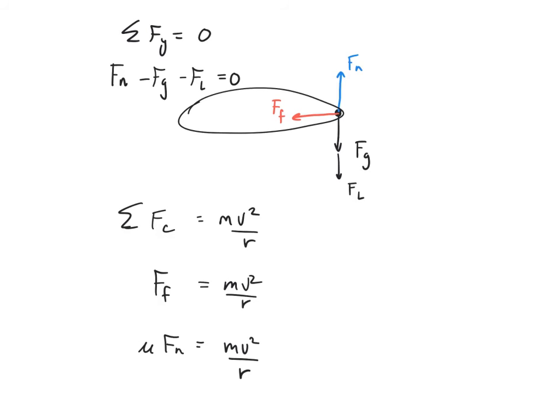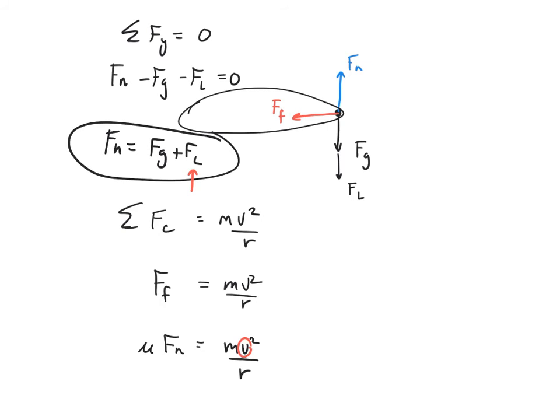So if the car starts going faster, v goes up, so therefore Fn has to go up. But if v goes up, so does Fl. And if Fl goes up, so does Fn. How do I know that? Because solve this one up here for Fn. Fn equals Fg plus Fl. So if I start getting a larger v value, that means the lift force goes up. If the lift force goes up, that means the normal force goes up, which causes this to go up right here.